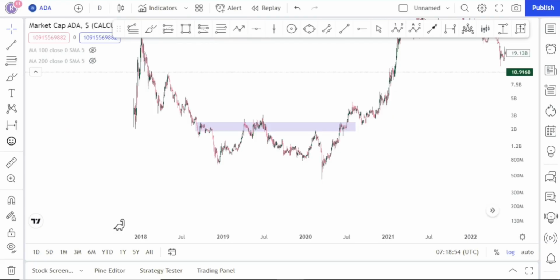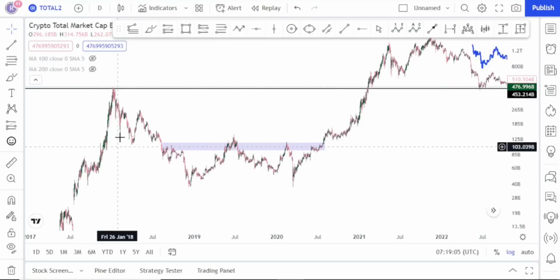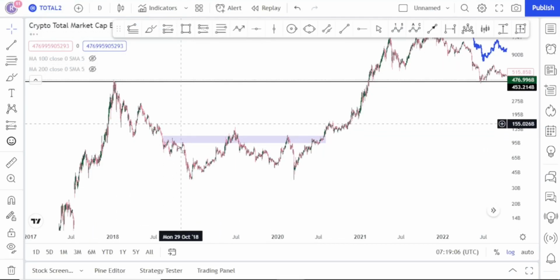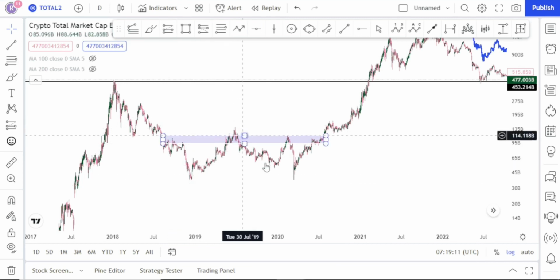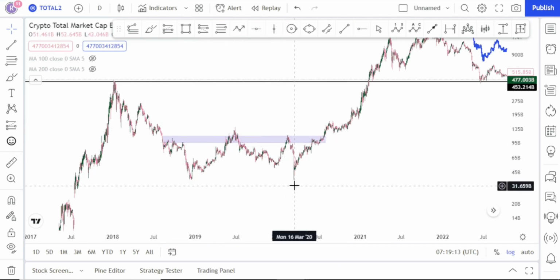So yes, this is the Cardano price set. Let me go ahead and show you the total too. We had the same structure really. You can see your preliminary support, then you've got your selling climax, your auto rally, your secondary test with a creek, and then finally you get into your spring.